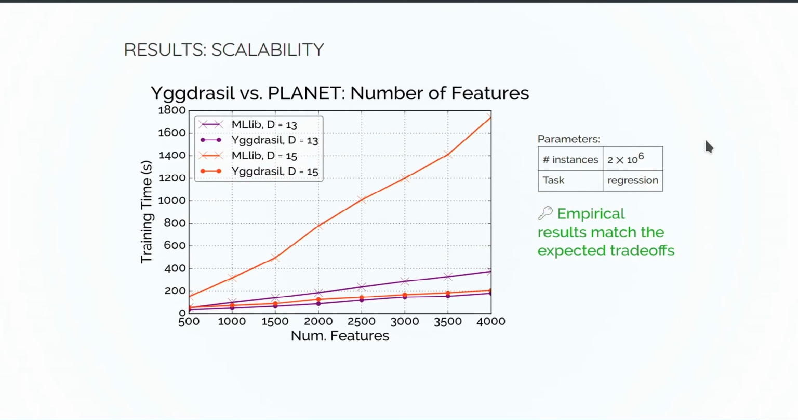We also see that Yggdrasil is more scalable. When you have higher and higher dimensional data sets, and you bump the tree depth from 13 to 15, you'll notice that MLlib goes from this solid red line down here all the way up to that line up there. Whereas for Yggdrasil, it goes from this dotted purple line just up to that dotted purple line. Yggdrasil is more scalable in terms of both the number of features as well as the depth of the tree.